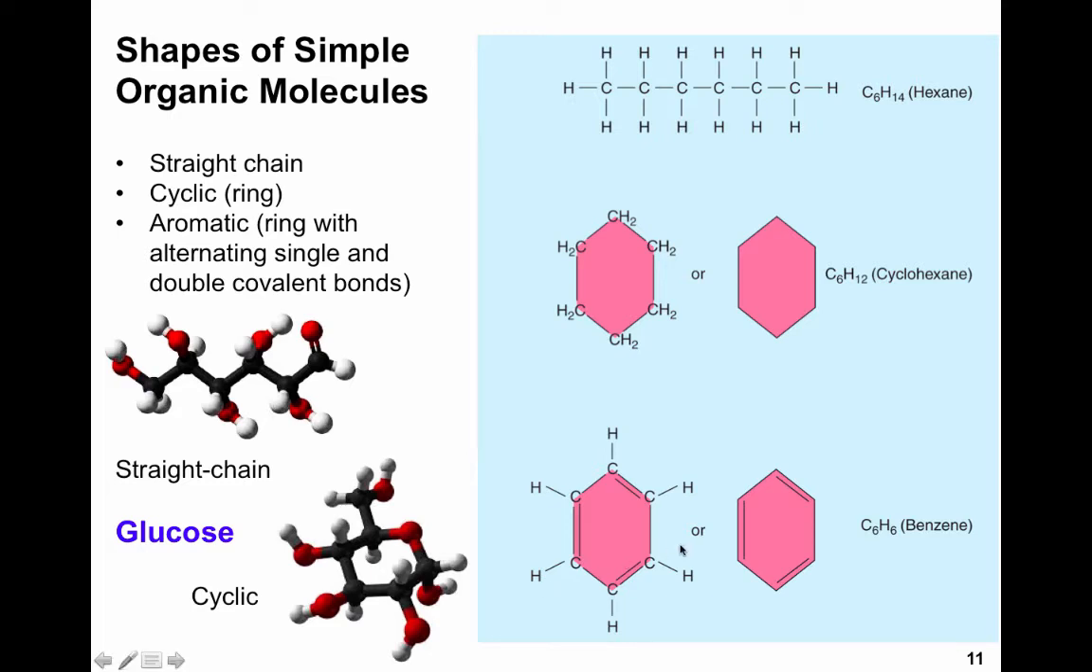If the cyclic structure in an organic molecule has alternating single bonds and double covalent bonds, then they call that an aromatic ring. And it's called aromatic because benzene and lots of the chemical compounds that are related to it have very distinctive smells.